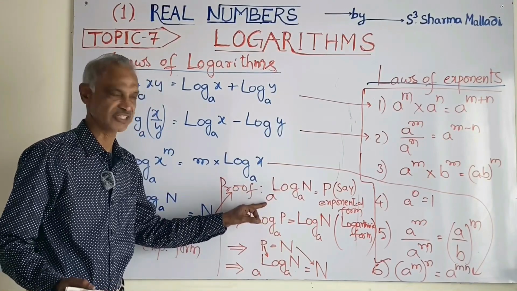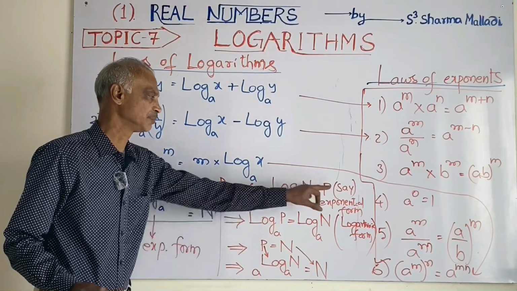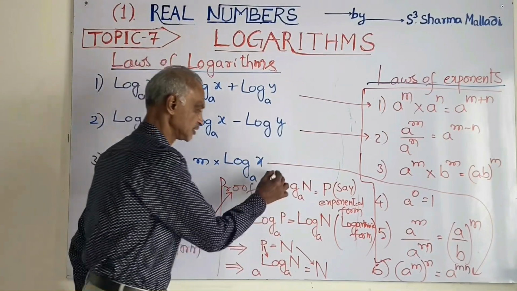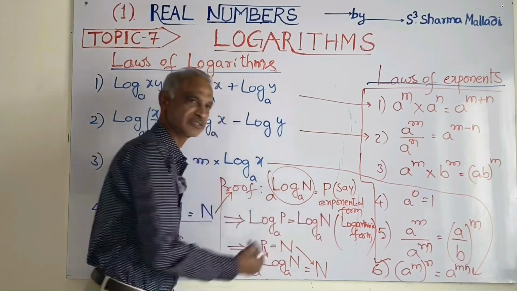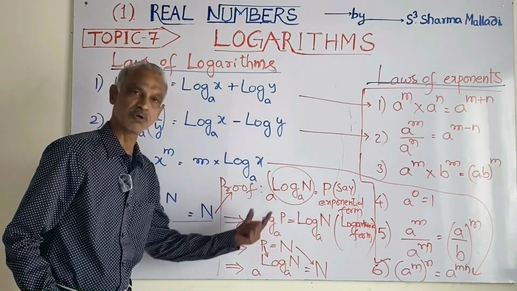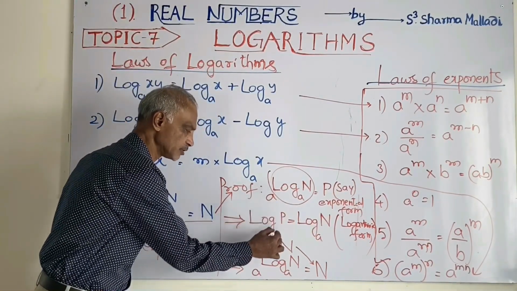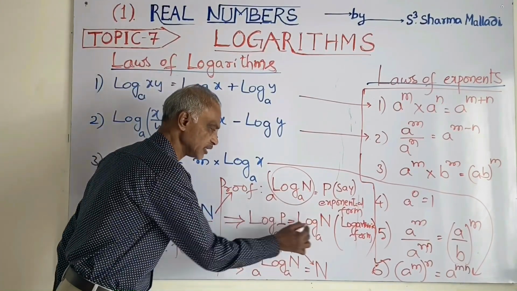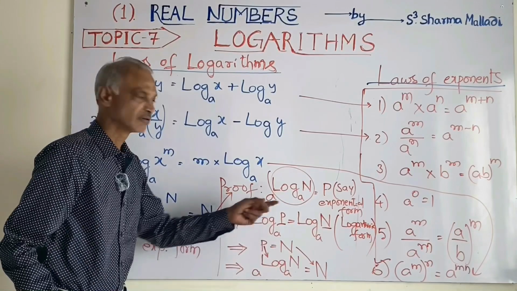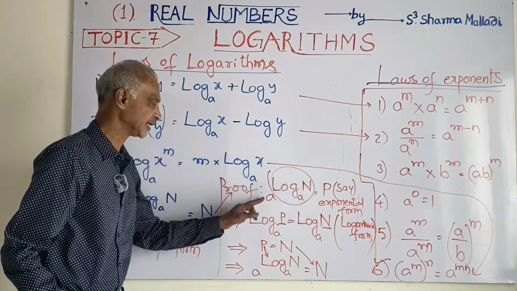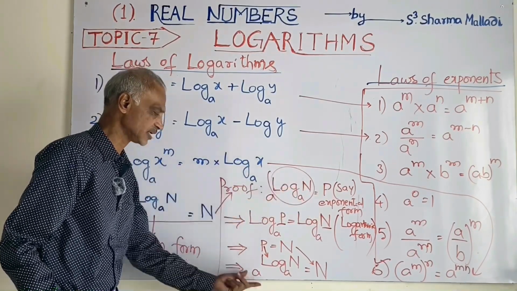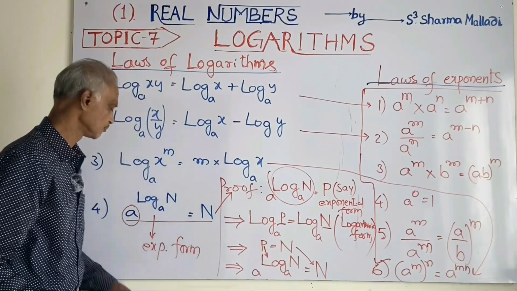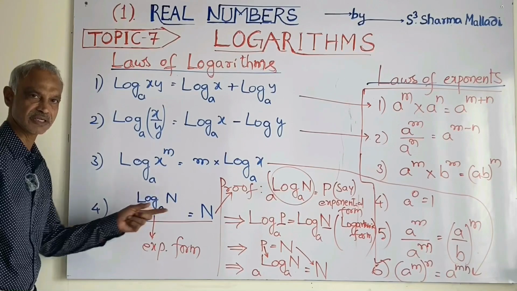The base doesn't change. Log p to the base a is equal to log n to the base a. Both are the same. You see, log p to the base a and log n to the base a, that's why you can equate p is equal to n. What is p? p is nothing but a to the power of log n to the base a, which is equal to n. As we showed, a to the power of log n to the base a is equal to n.